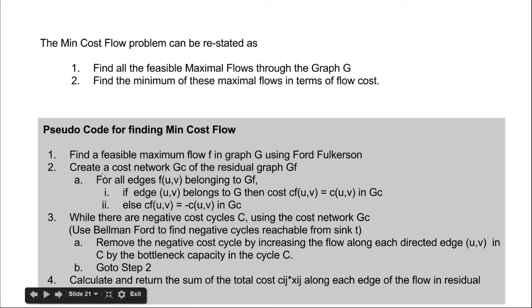The important thing here is that after finding a feasible maximum flow, we need to remove negative cost cycles. And before that, to find the feasible maximum flow, we need to transform this min cost flow graph into a normal flow graph.